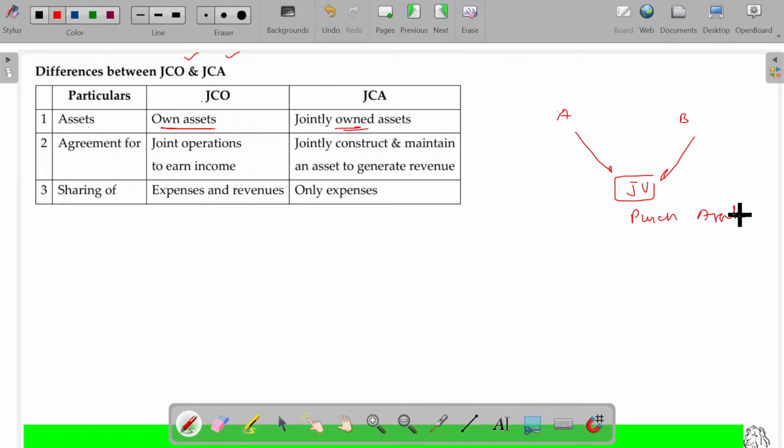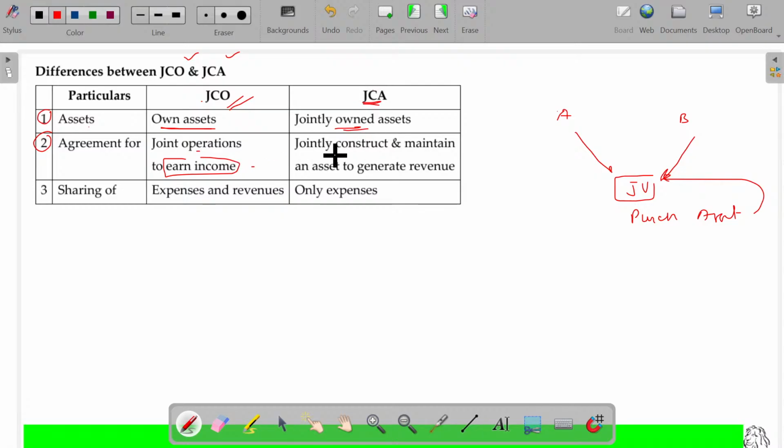So now who is the owner of the asset? The joint venture is the owner of the asset. In case of jointly controlled assets, A and B will be the joint owners. They invested to the extent of their own worth, and there is an agreement for joint operations to earn income. The main intention of JCO is to earn income commonly and share it among themselves.